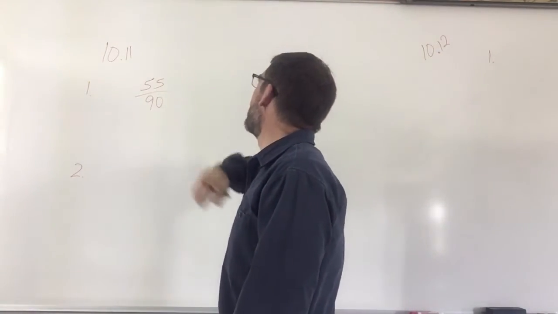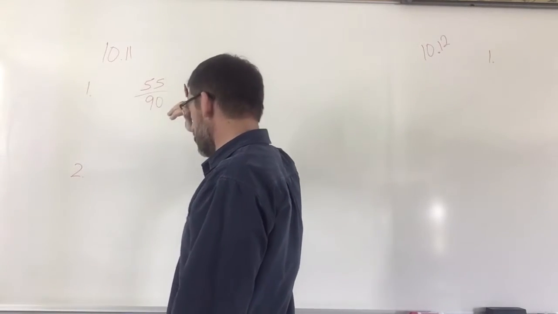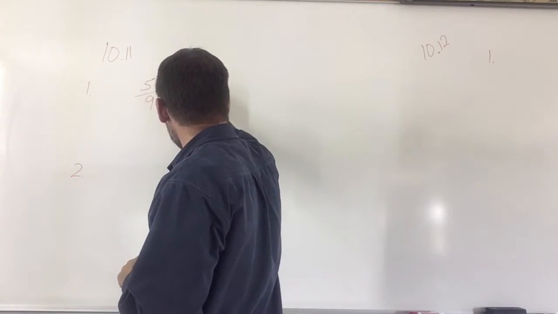55 over 90, and that could be reduced down. Let's see, 5 would go in there. It can be reduced down to 11 over 18.